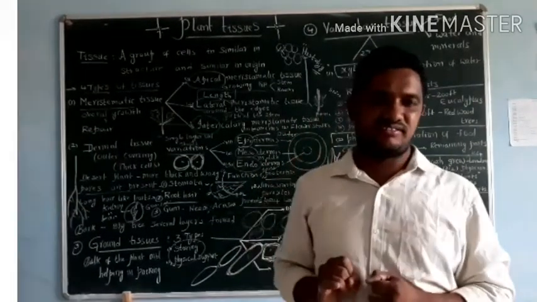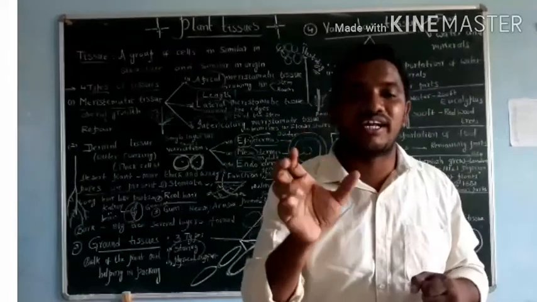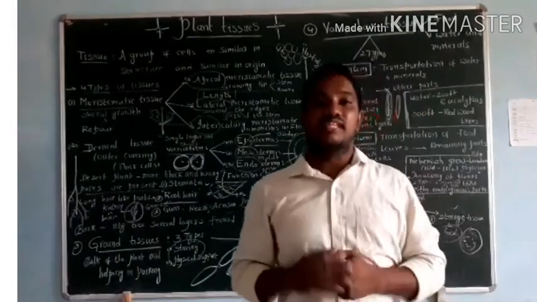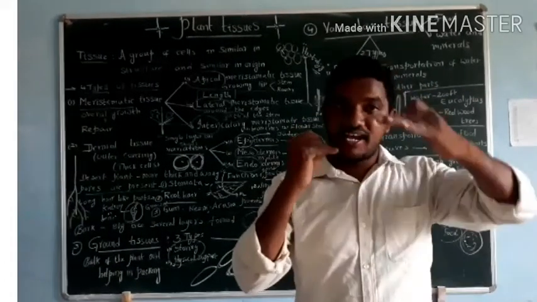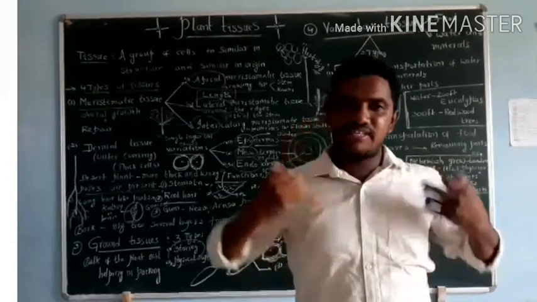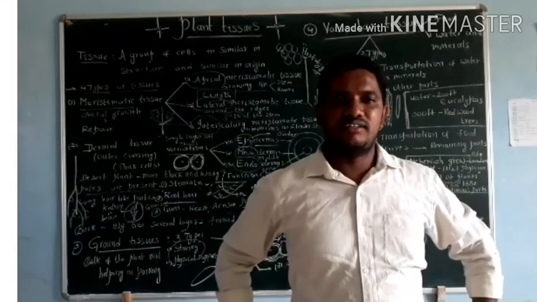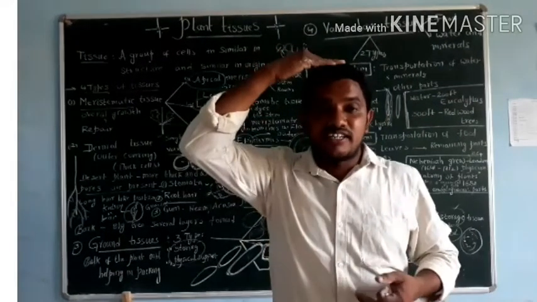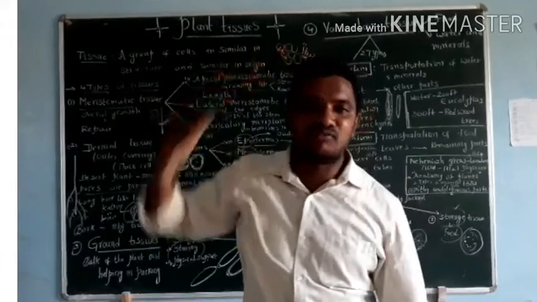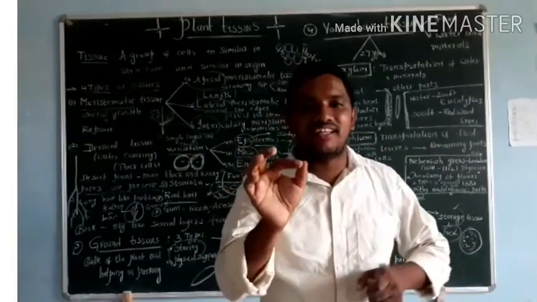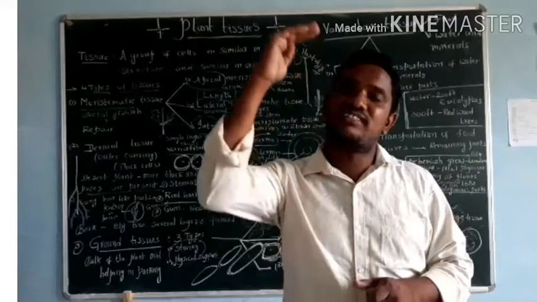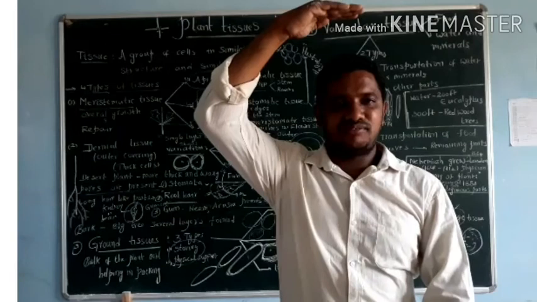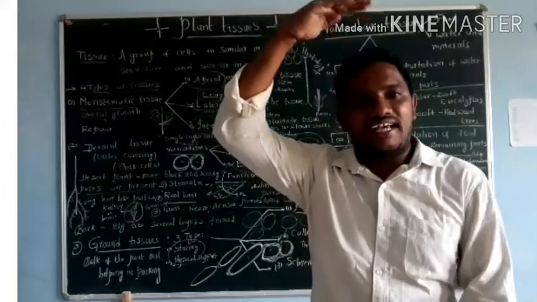Meristematic tissue means this tissue helps in overall growth and repair of the plant body. It is divided into 3 kinds: apical meristematic tissue, lateral meristematic tissue, and third one is intercalary meristematic tissue. Apical meristematic tissues are present at the tip of the stem and the tip of the root. Apical, you can understand the term, tip of the stem and tip of the root. So the plant is growing in length. This tissue helps in plants growing in length.